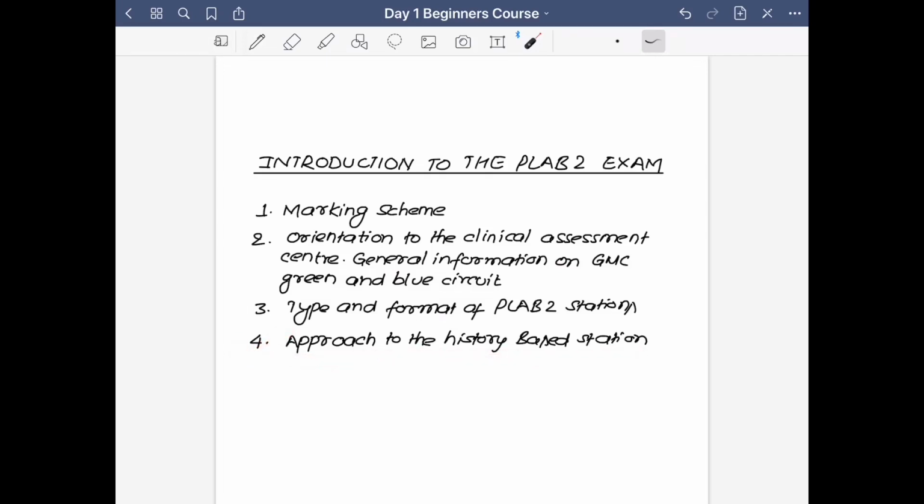I would like to start my discussion with the marking scheme of the PLAB2 exam. This is very important. For any exam, as you start preparing, you need to know the marking scheme of that exam inside out. I have seen many candidates preparing for the PLAB2 exam without knowing the exact marking scheme, without knowing what exactly the GMC expects from you. And the result, undoubtedly, they will end up failing this exam. Therefore, it is very important to understand the marking scheme. My job today will be to make you understand what exactly the marking scheme of the PLAB2 exam is. I'll give you different examples and explain accordingly.